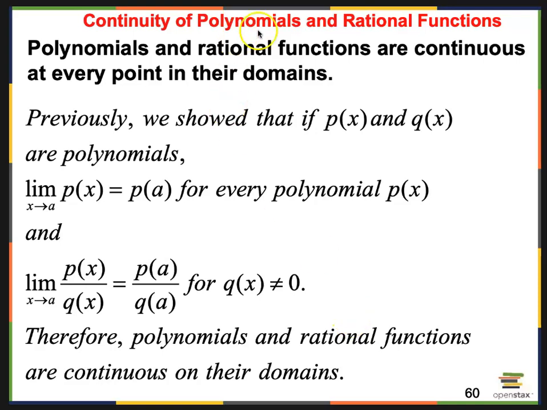All right. Continuity of polynomials and rational functions. Polynomials and rational functions are continuous at every point in their domains. Previously, we showed that if p of x and q of x are polynomials, then the limit of p of x as x approaches a, you just substitute a in for every polynomial p of x. And if we're looking at a rational function, you can do the same thing: p of x over q of x gives p of a over q of a, again if q of x does not equal 0. Therefore, polynomials and rational functions are continuous on their domains.